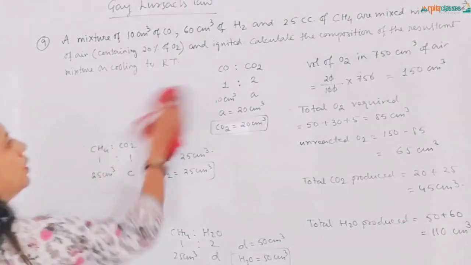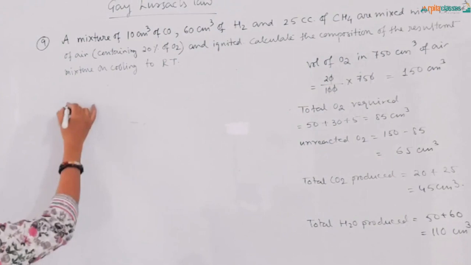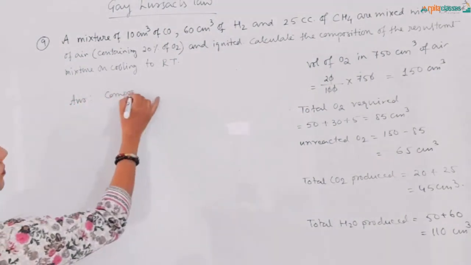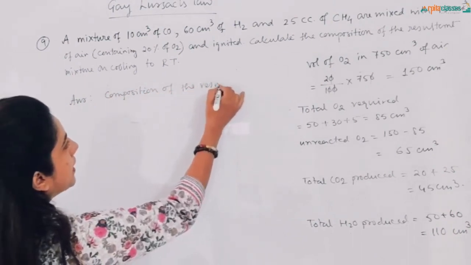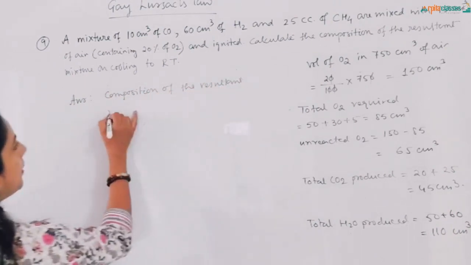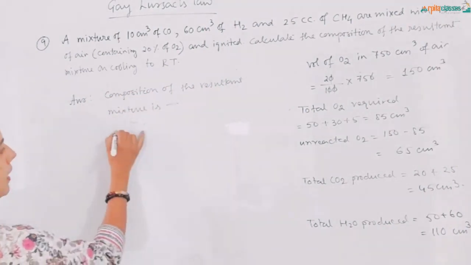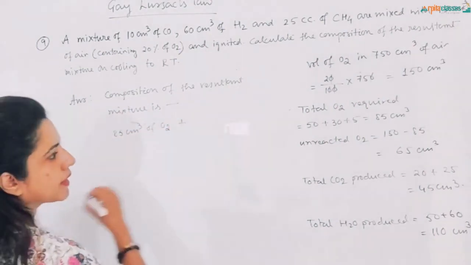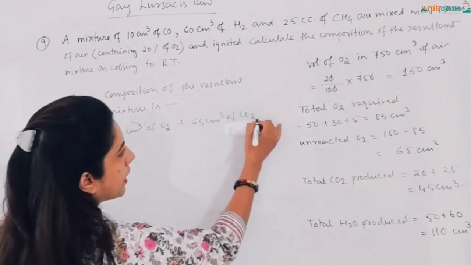So now finally we have to write down the answer. In the answer we'll write, the composition of the resultant mixture is 85 centimeter cube of oxygen plus 65 centimeter cube of carbon dioxide.